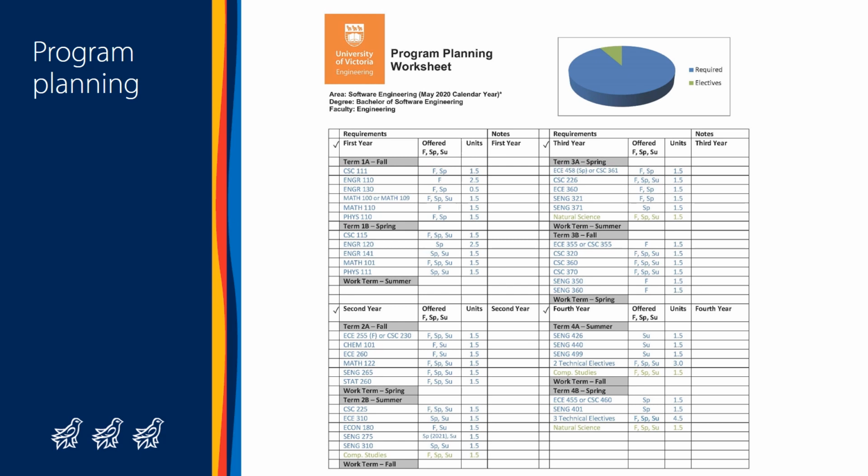Here's another example of a program planning worksheet. This is the software engineering program in the Faculty of Engineering, laying out the courses that you would take in this program. You'll notice that there are many more specific courses indicated in this program planning worksheet. There are more required courses in this program than you'd find in the history program.